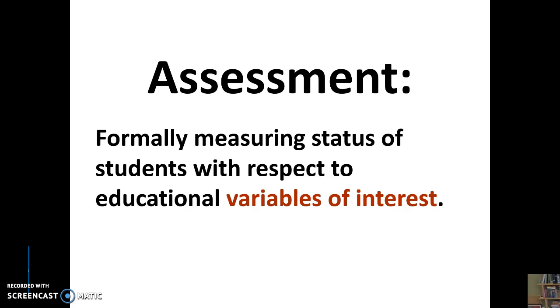Assessment being defined as formally measuring the status of students with respect to educational variables of interest. So in exam number 1, I had some variables of interest that I was measuring with those items. And although technically they were pretty well designed items, I think that for those of you that did not perform as well as you wanted to, you probably could have used a little more practice with feedback. That's usually the issue with not performing as well on an assessment as you had hoped.